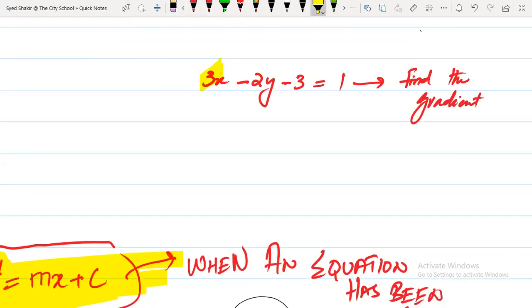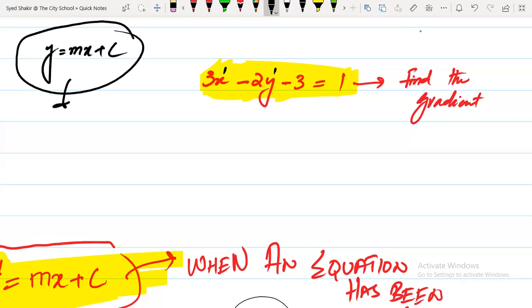This is a linear equation. How to identify that the given equation is linear? Because the equation has the highest power 1. If the equation has highest power 1, it is said to be a linear equation, which means the equation of a straight line. When the examiner asks you to find the gradient, you need to make y the subject, in this form: y is equal to mx plus c. This is the general form of the equation of a straight line.